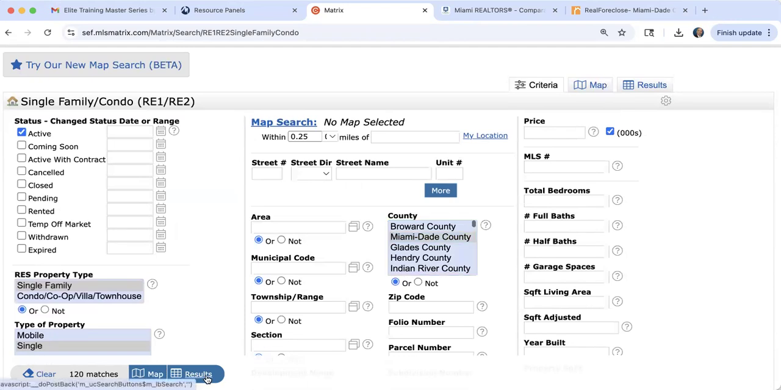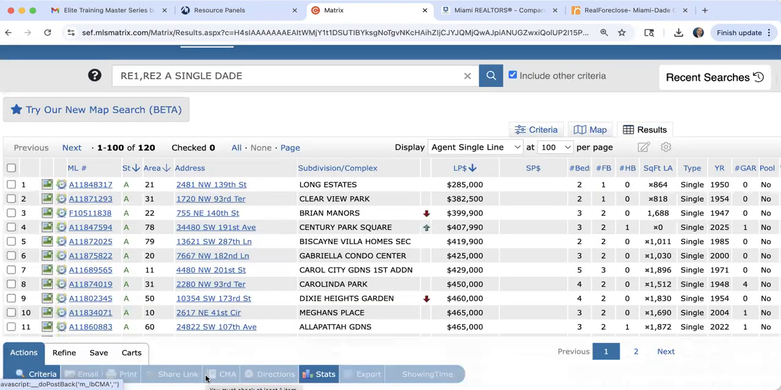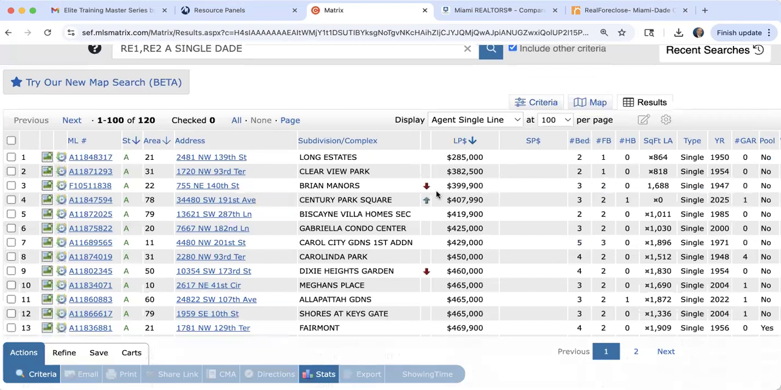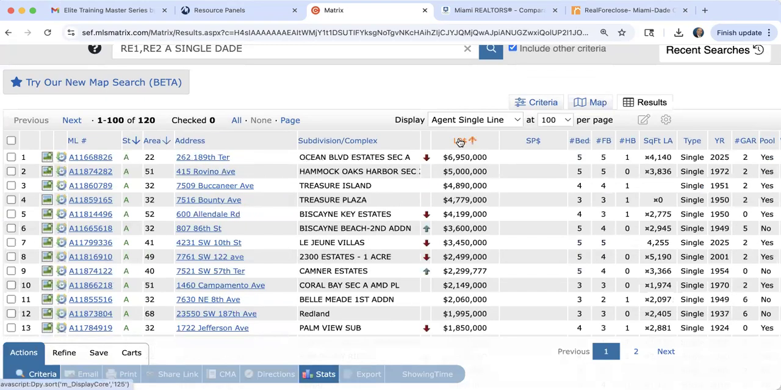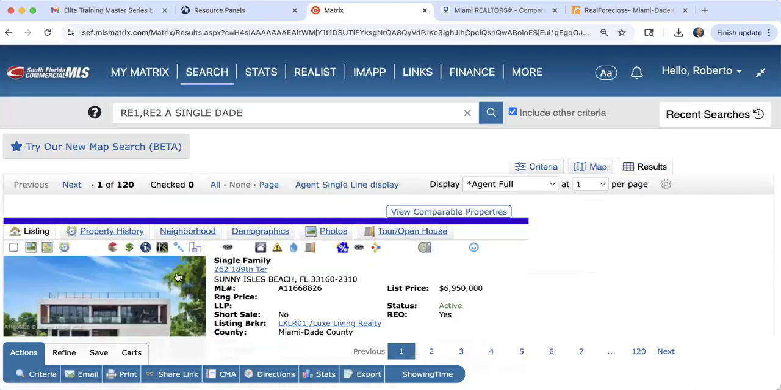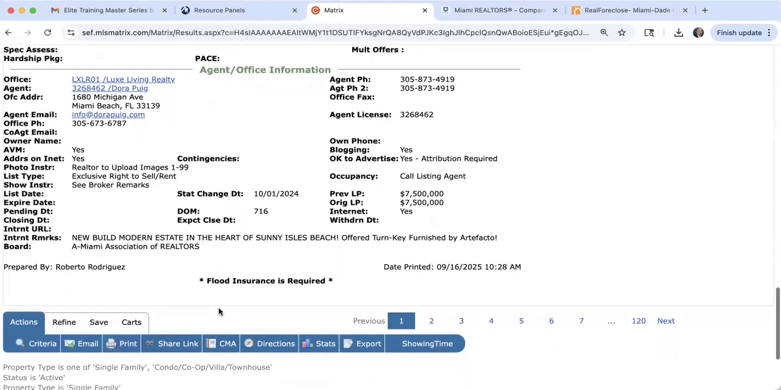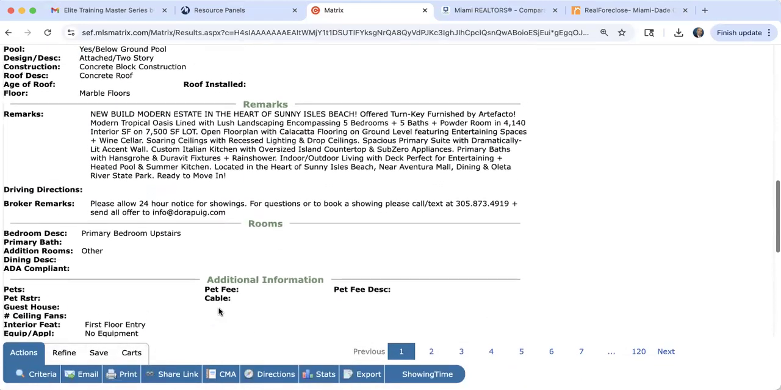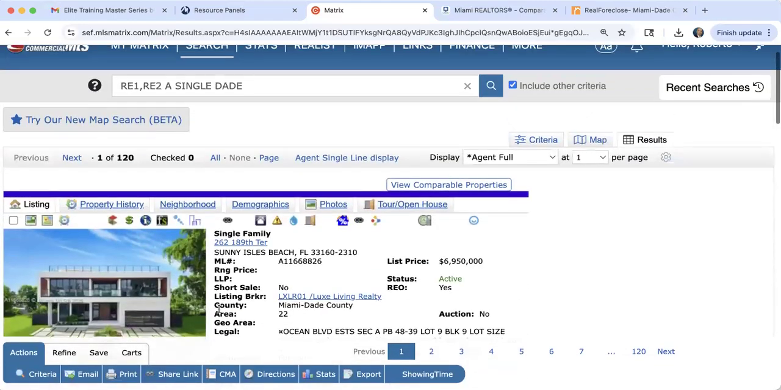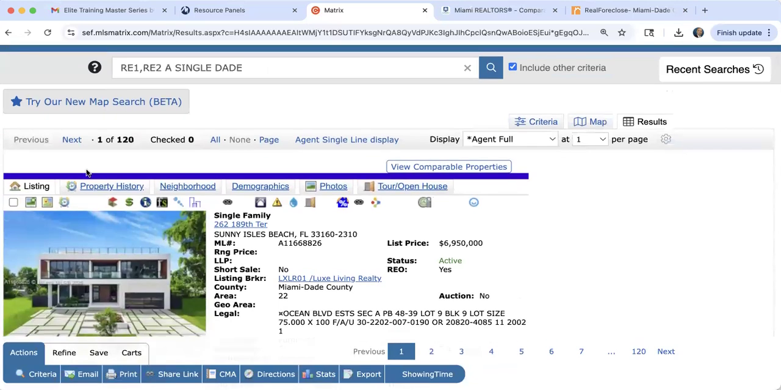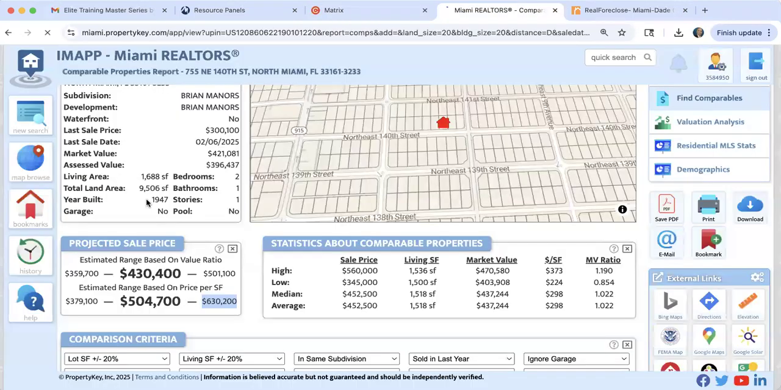I just want you to know there's 120 foreclosures listed right now in Miami-Dade County. And the highest price foreclosure is, let's sort by price, $6.9 million. You're looking at this property right here. All right. And unfortunately, wow, they just built this property. It's already in a foreclosure.